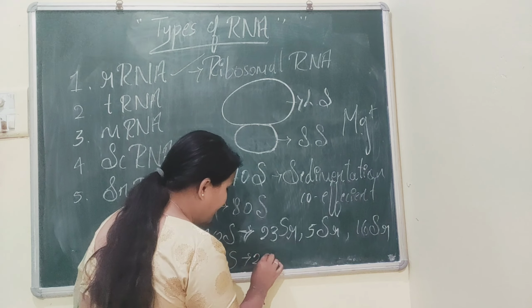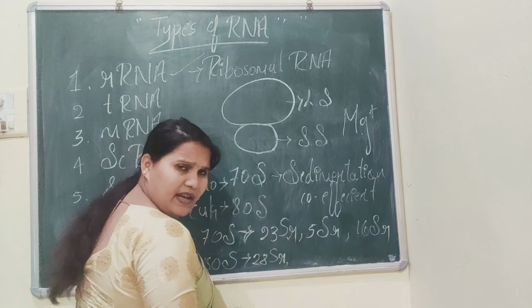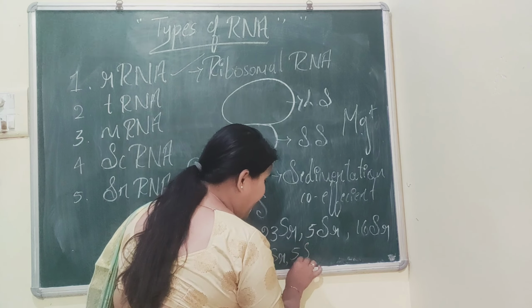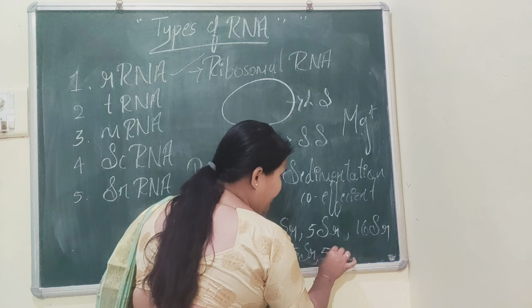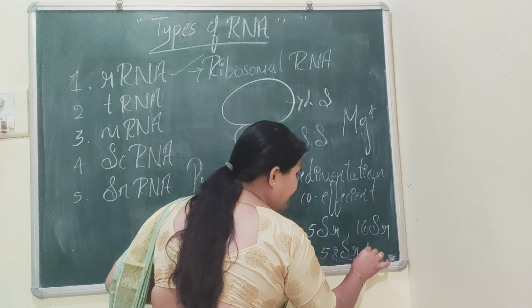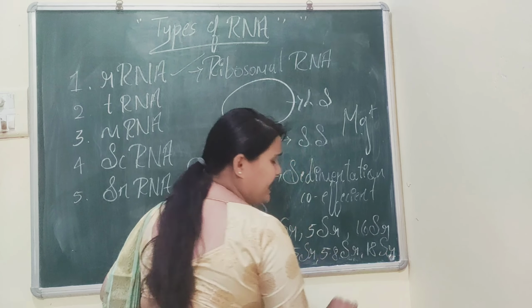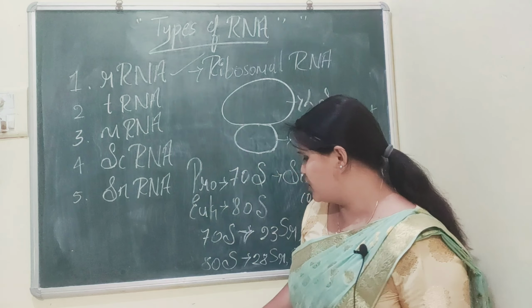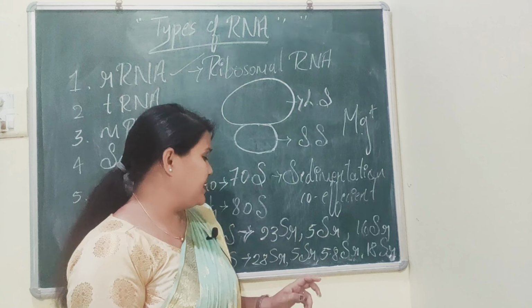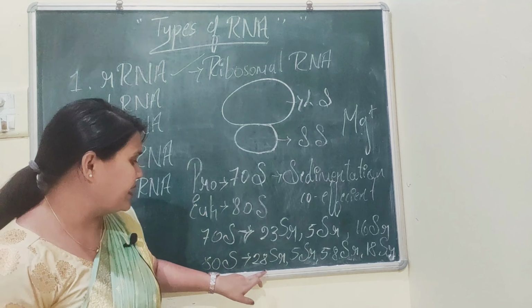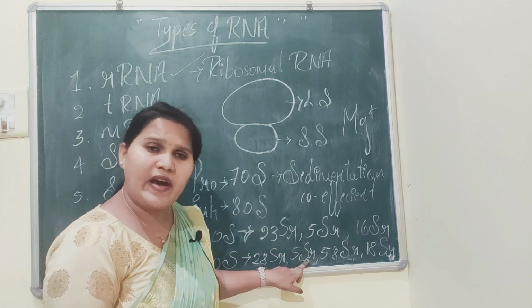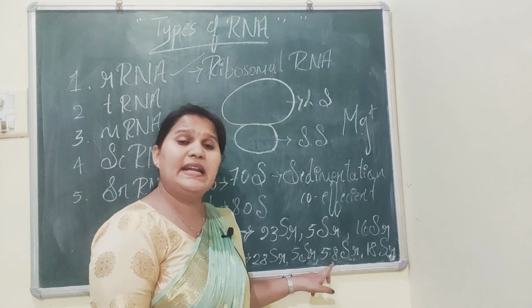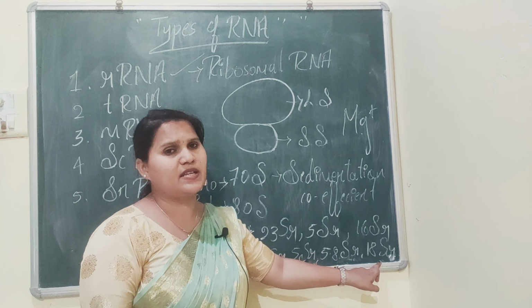Those are 28S rRNA, at the same time 5S rRNA, 5.8S rRNA and 18S rRNA. So in the eukaryotic cell we can observe four different kinds of rRNAs, that is 28S rRNA, 5S rRNA, 5.8S rRNA and the 18S rRNA.